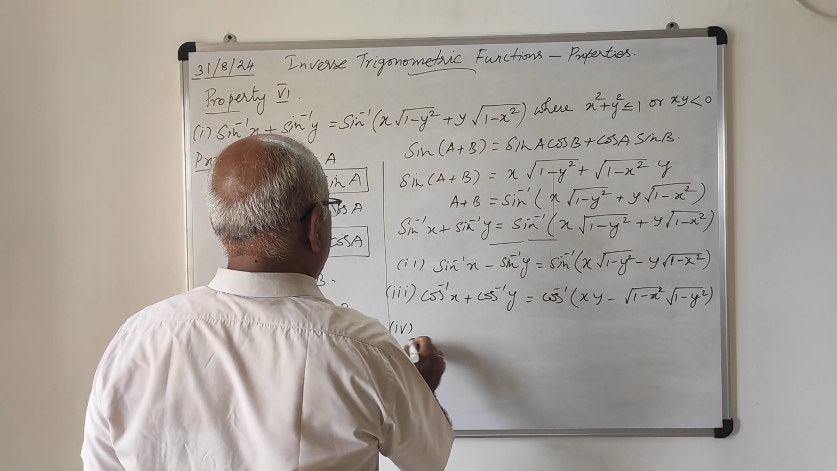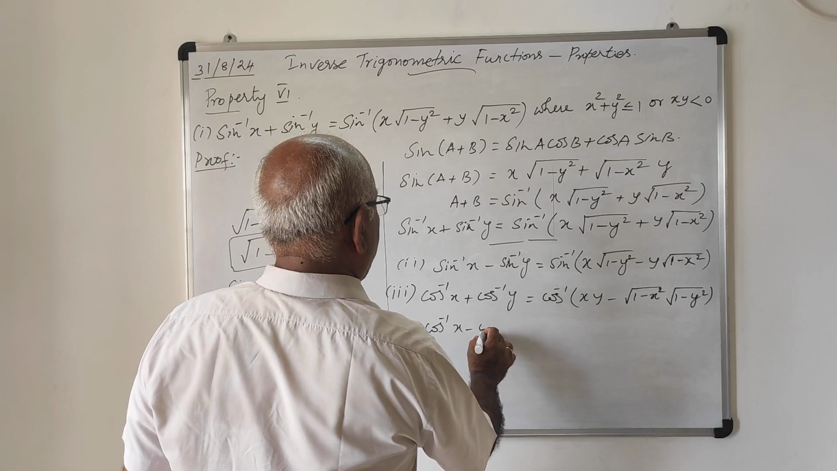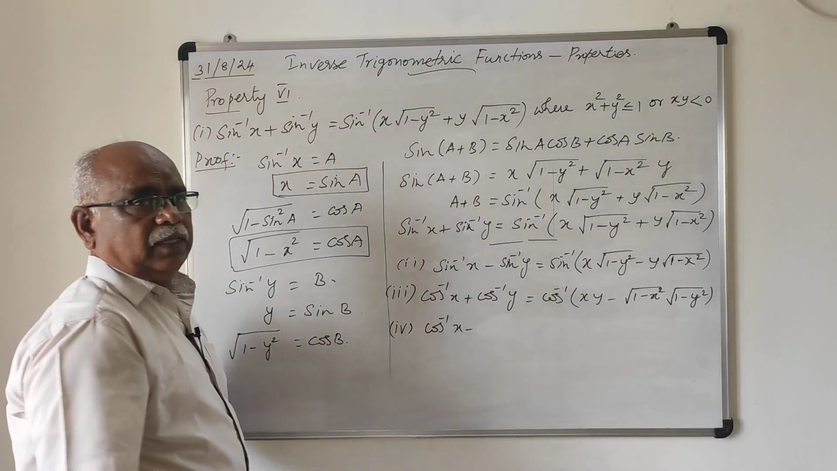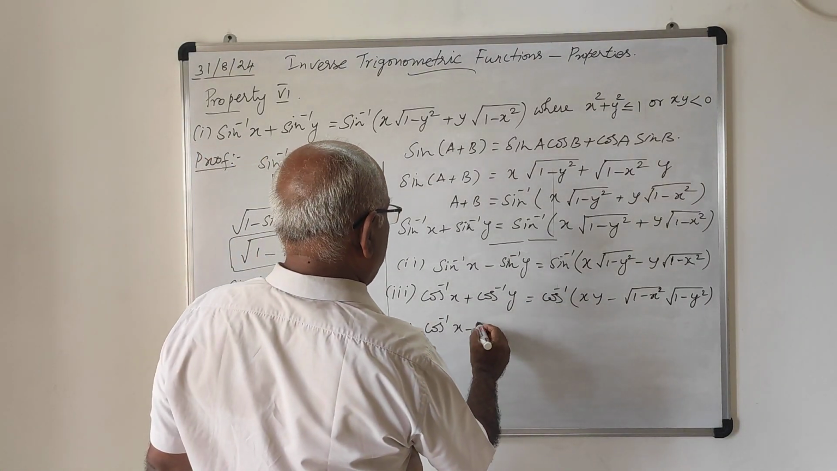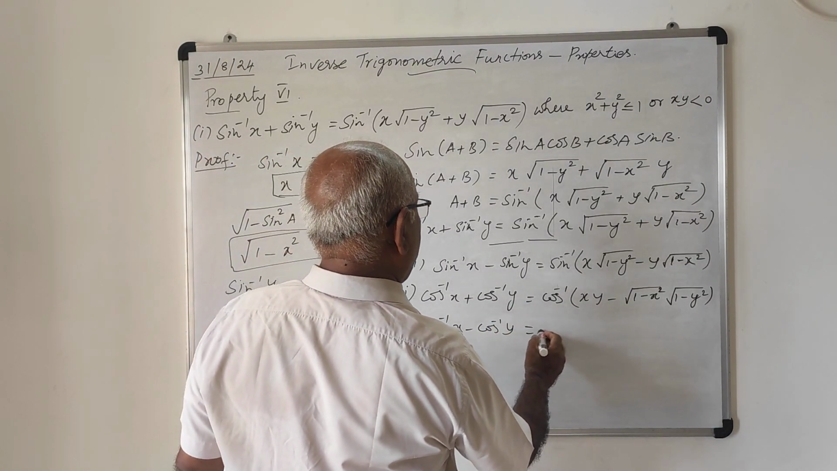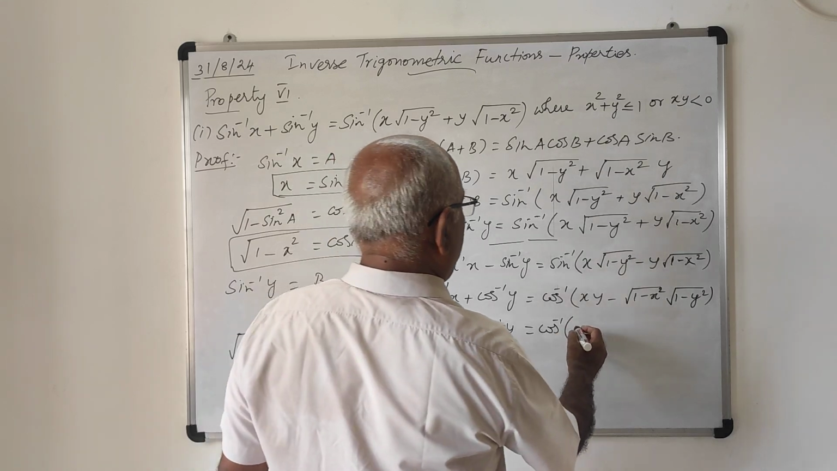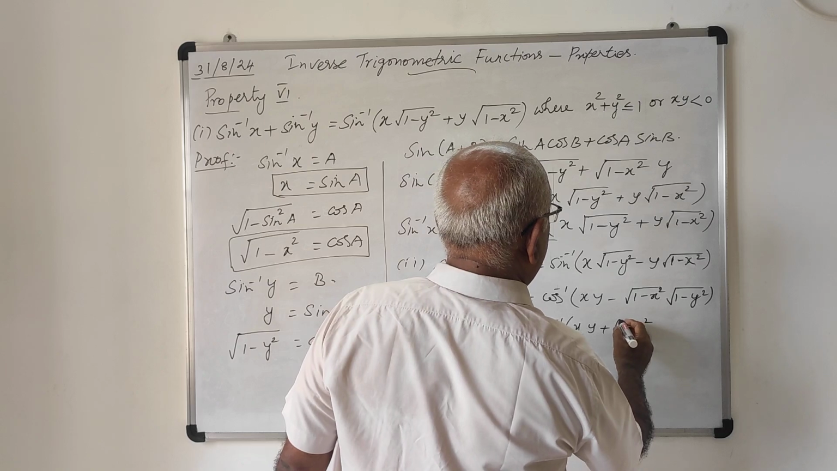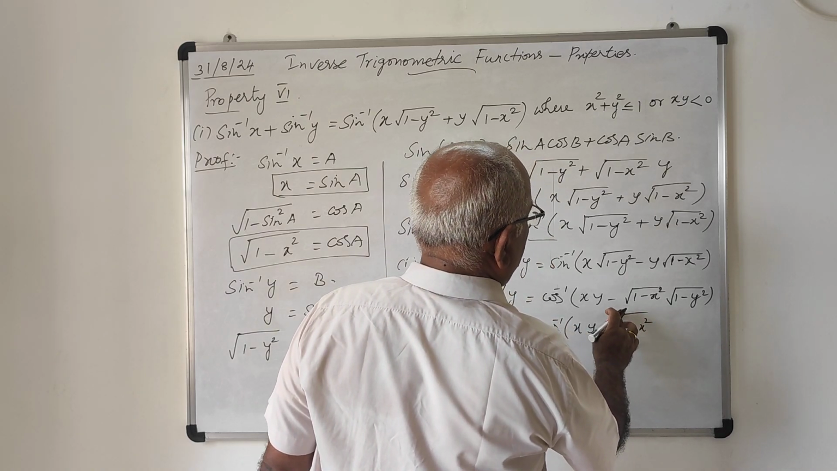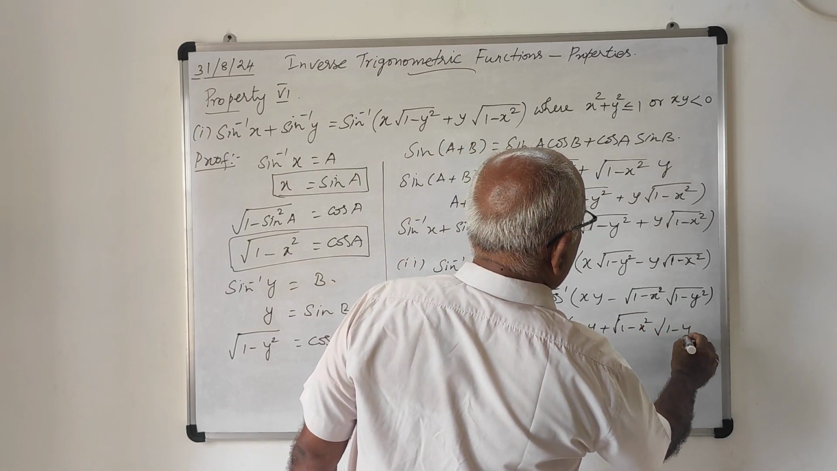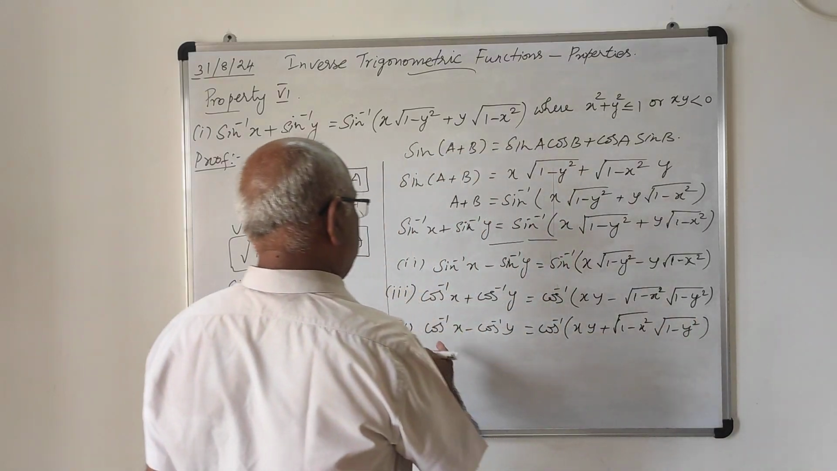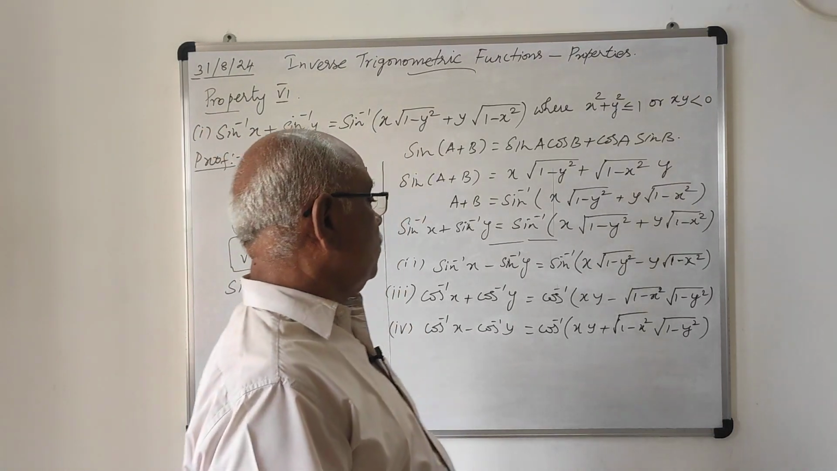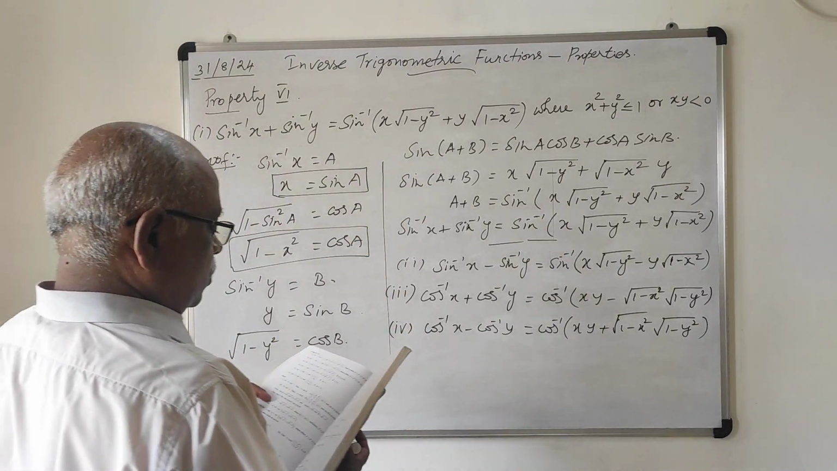Fourth one: cos inverse of x minus cos inverse of y equals cos inverse of xy plus root of 1 minus x square into root of 1 minus y square. This is the fourth one.